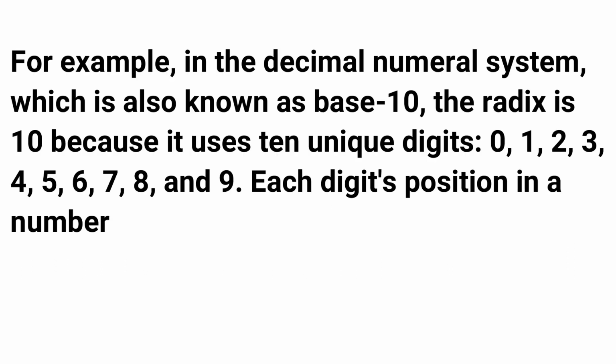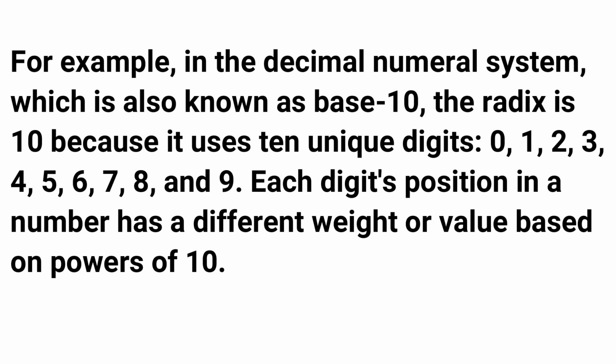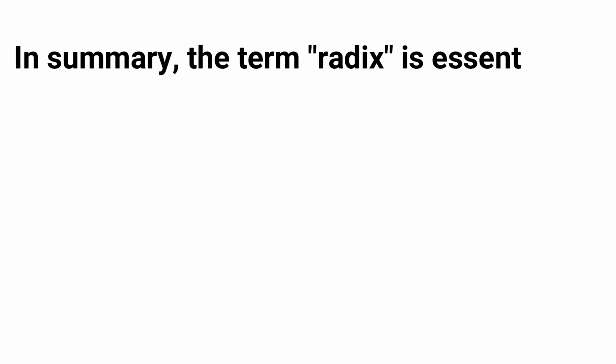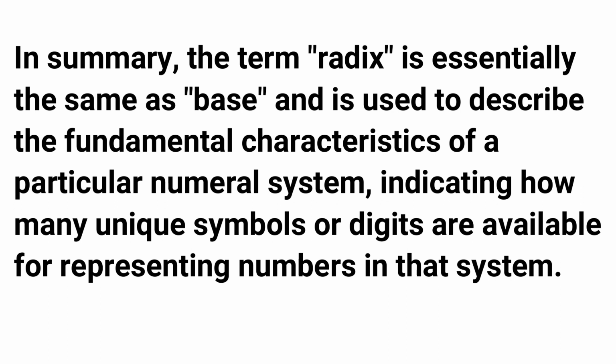For example, in the decimal numeral system, which is also known as base 10, the radix is 10 because it uses 10 unique digits: 0, 1, 2, 3, 4, 5, 6, 7, 8, and 9. Each digit's position in a number has a different weight or value based on powers of 10. In summary, the term radix is essentially the same as base and is used to describe the fundamental characteristics of a particular numeral system, indicating how many unique symbols or digits are available for representing numbers in that system.